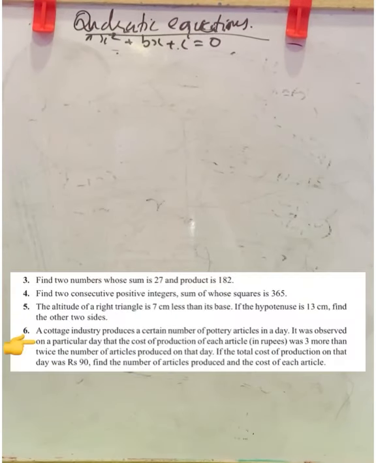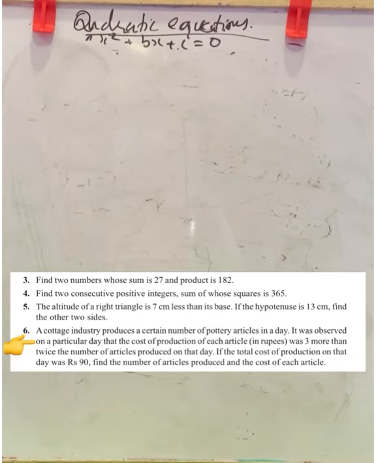Next question. A cottage industry produces a certain number of pottery articles in a day. It was observed on a particular day that the cost of production of each article in rupees was 3 more than twice the number of articles produced on that day. If the total cost of production is 90, find the number of articles produced and the cost of each article.